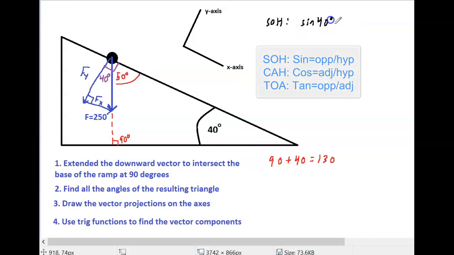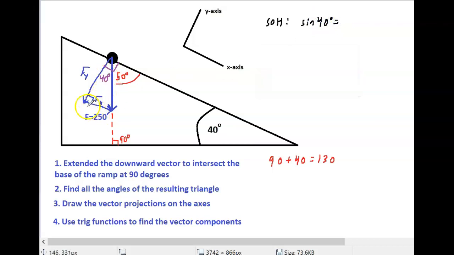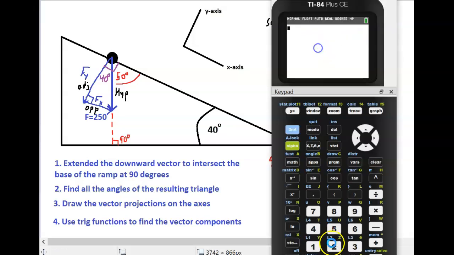So now let's use trig functions. So let's use our SO from SOHCAHTOA. Let's label our legs, opposite, adjacent, hypotenuse from our 40-degree angle. So opposite is F_x, and the hypotenuse is 250. Let's multiply both sides by 250. That will give us our x component into our calculator.